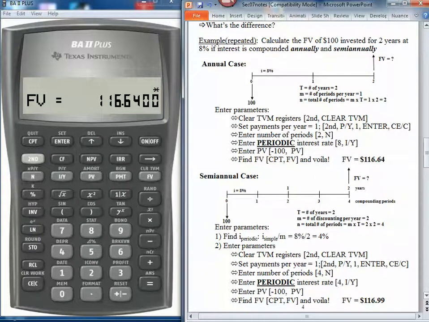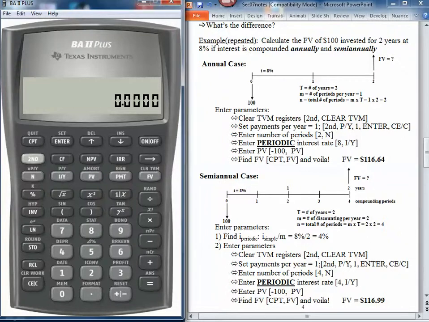Now let's move to the semi-annual case. So you'll notice now that we still have the same time period, 2 years, but we're going to break that time period into 4 compounding periods. So the first 6 months, the next 6 months, 18 months, and then finally 24 months. So we'll calculate the periodic rate by dividing the simple rate by 2.